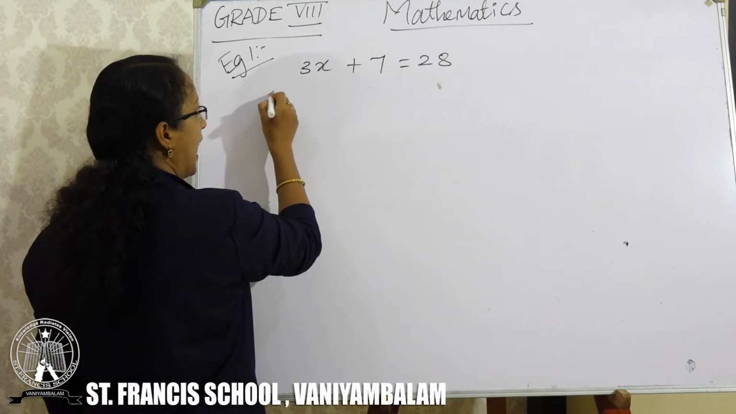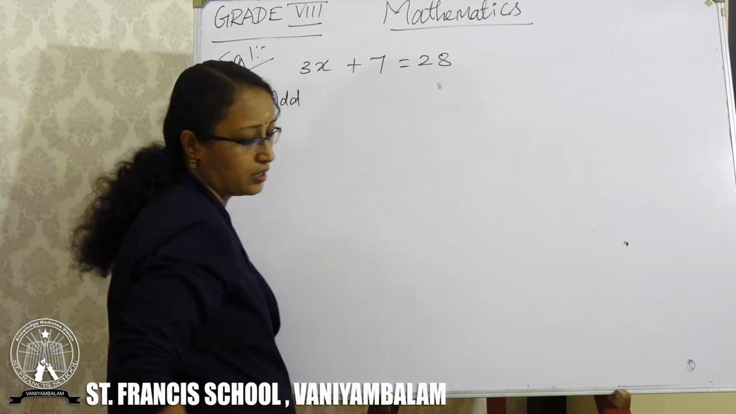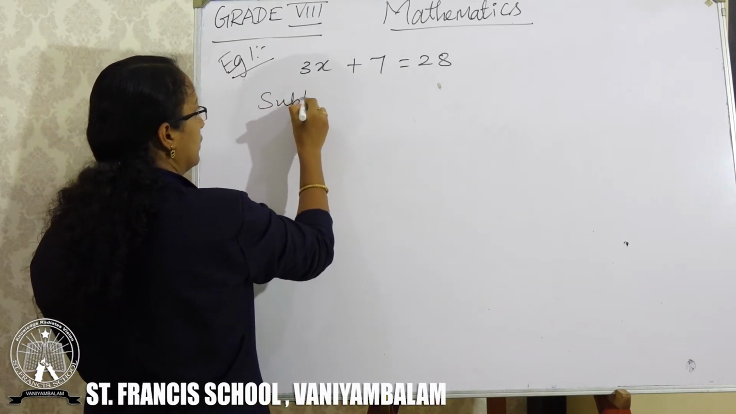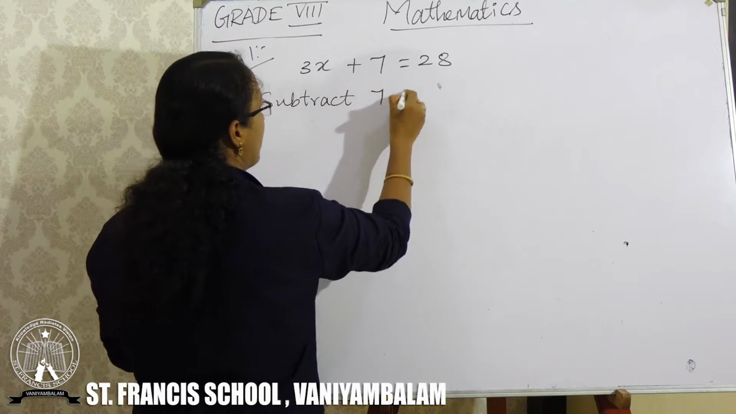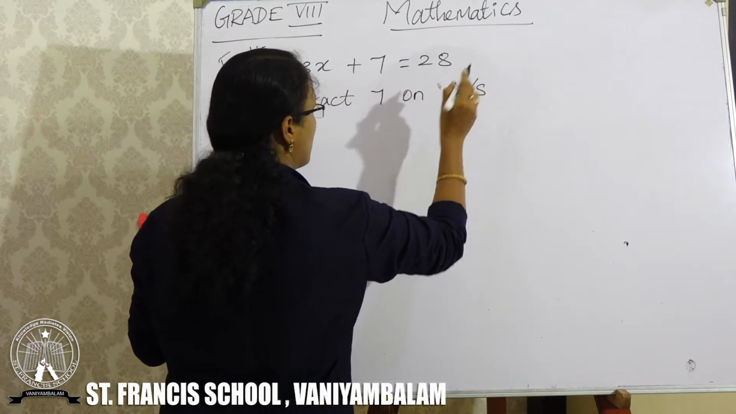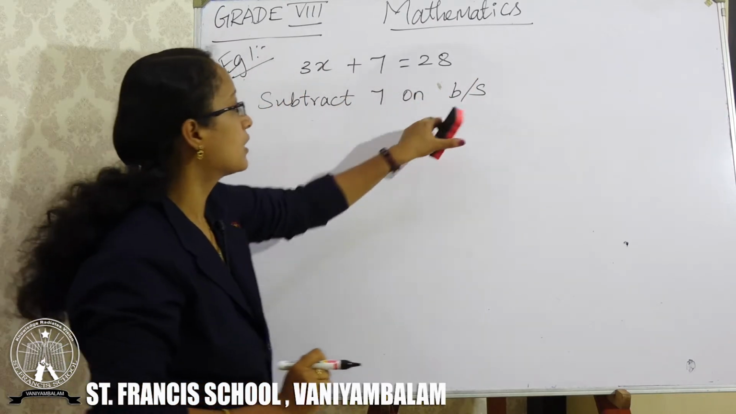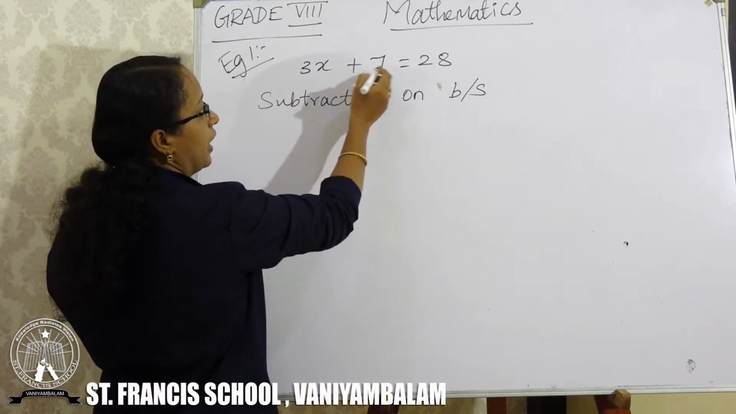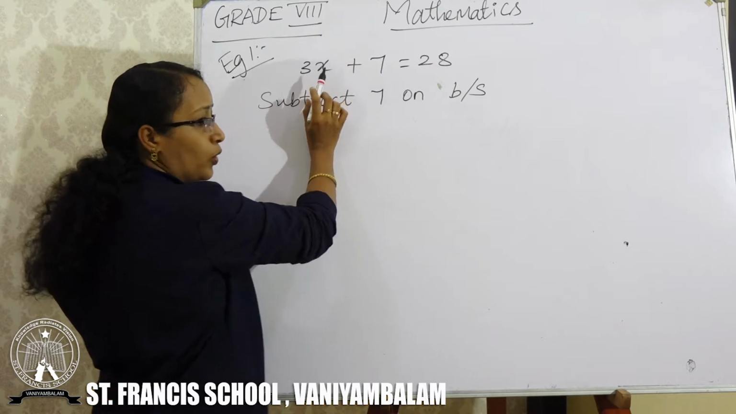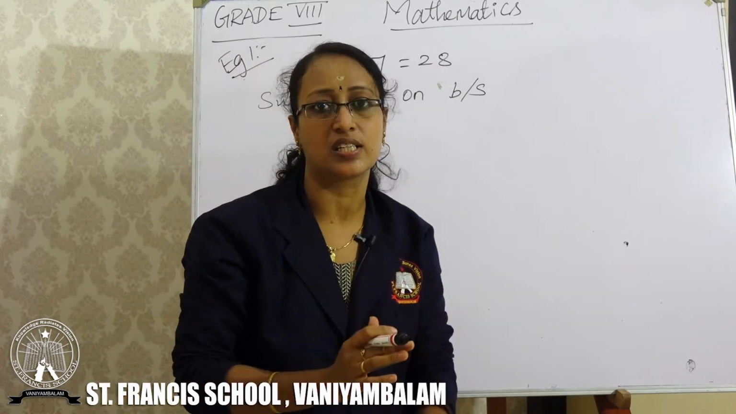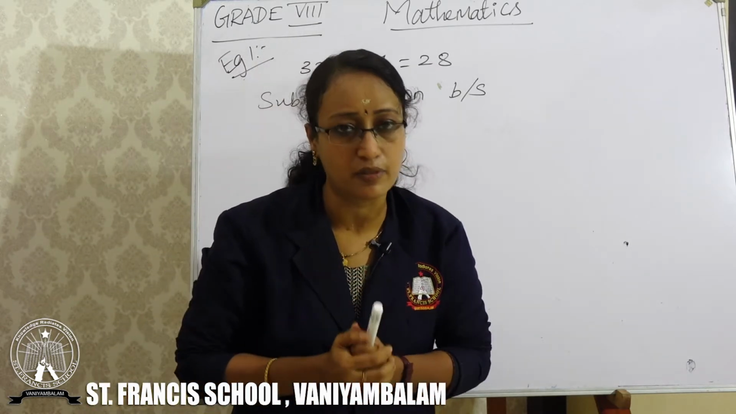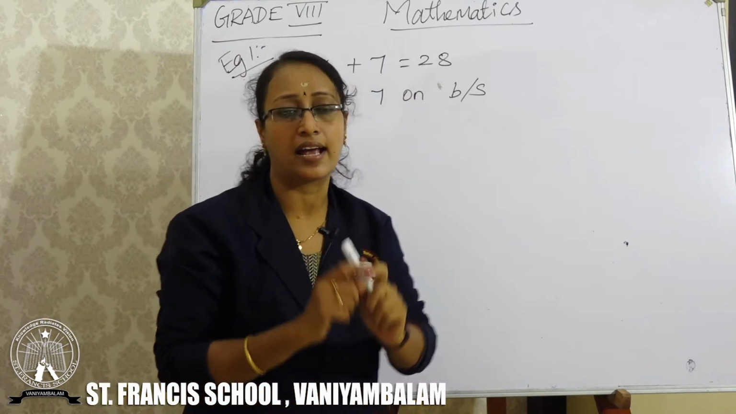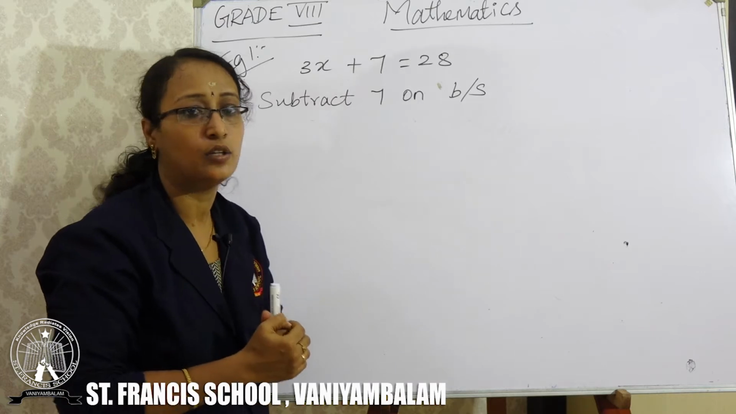Here you will add, not addition, you will subtract 7 on both sides. So 3x plus 7 is equal to 28. You have to find the solution of this equation, that is, find the unknown variable. What is the unknown variable here? Here the unknown variable is x. So how will you find the x value?